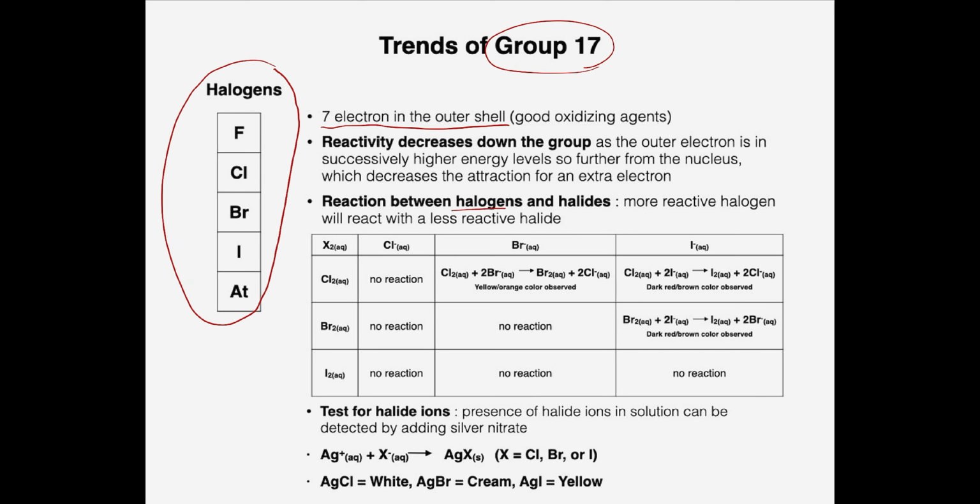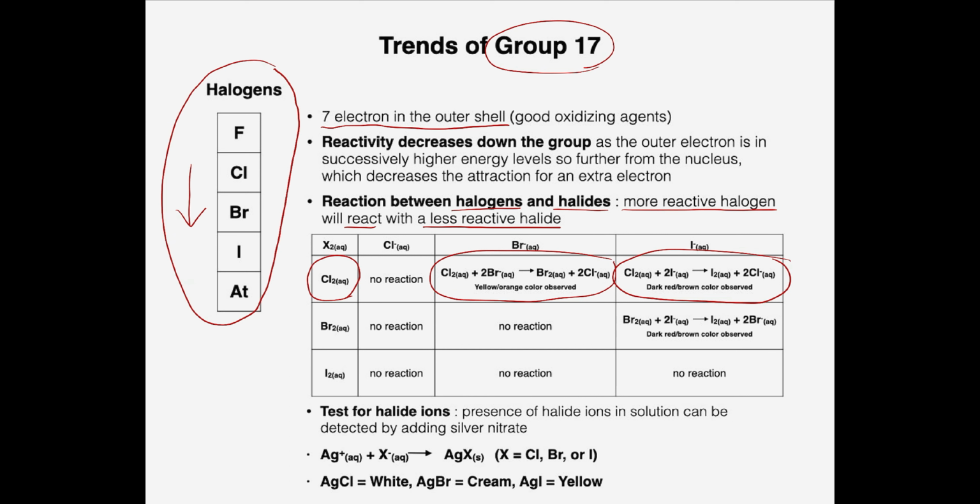Also, halogens can react with halides, and the more reactive halogen will react with a less reactive halide. As I mentioned before, the reactivity decreases down the group for halogens. So, fluorine will have the highest reactivity. Looking at the chart, we know that chlorine has the highest reactivity, so it will react with the less reactive halide ion.